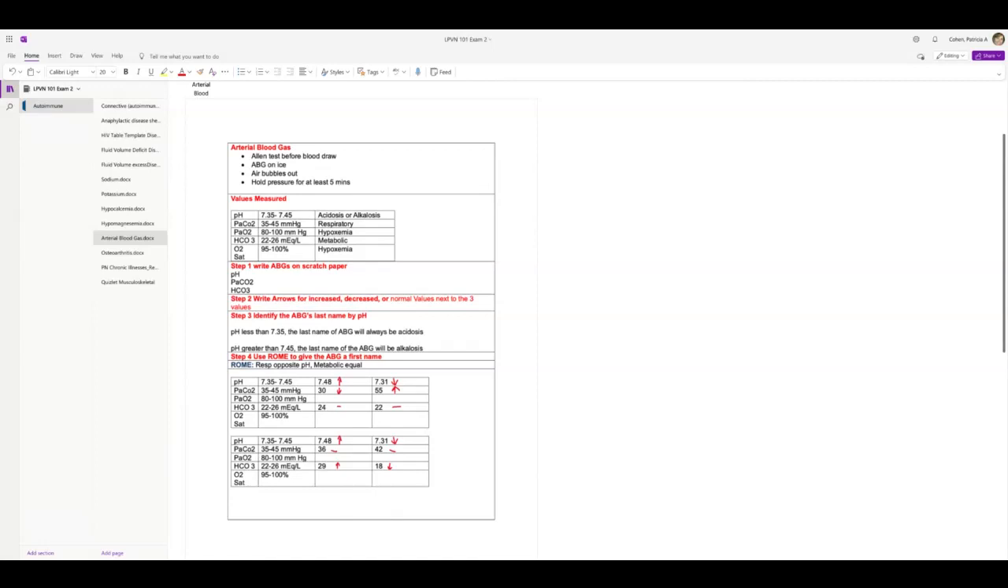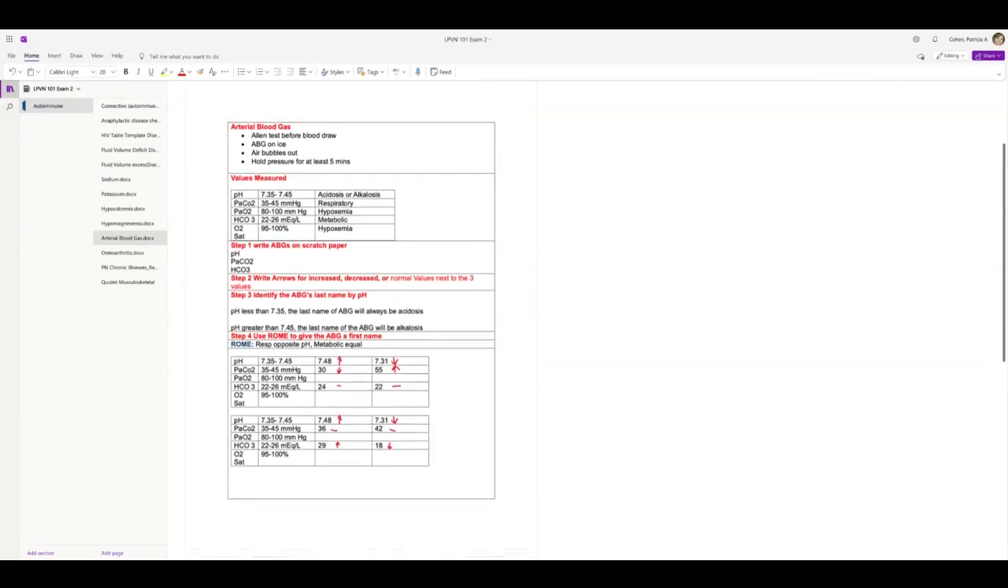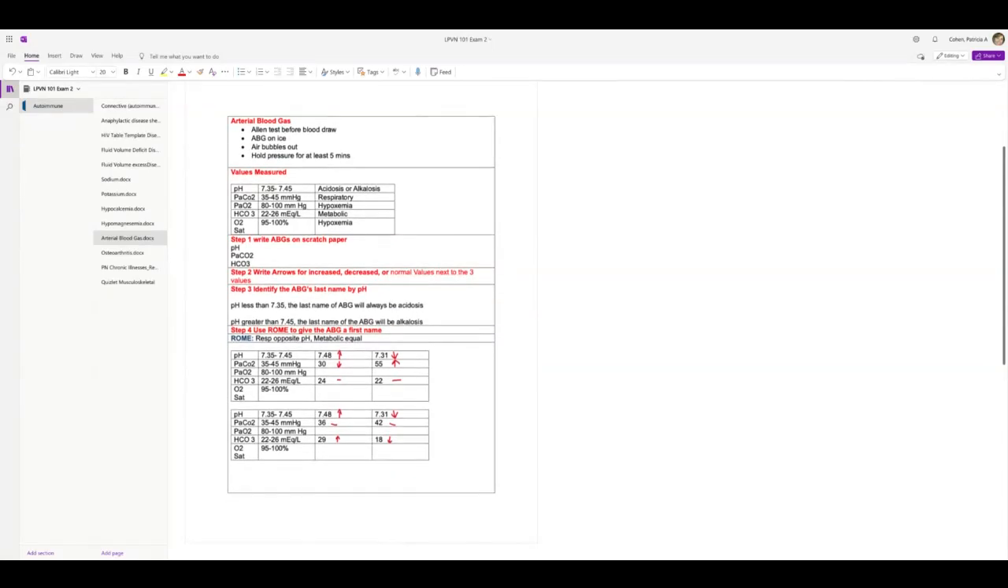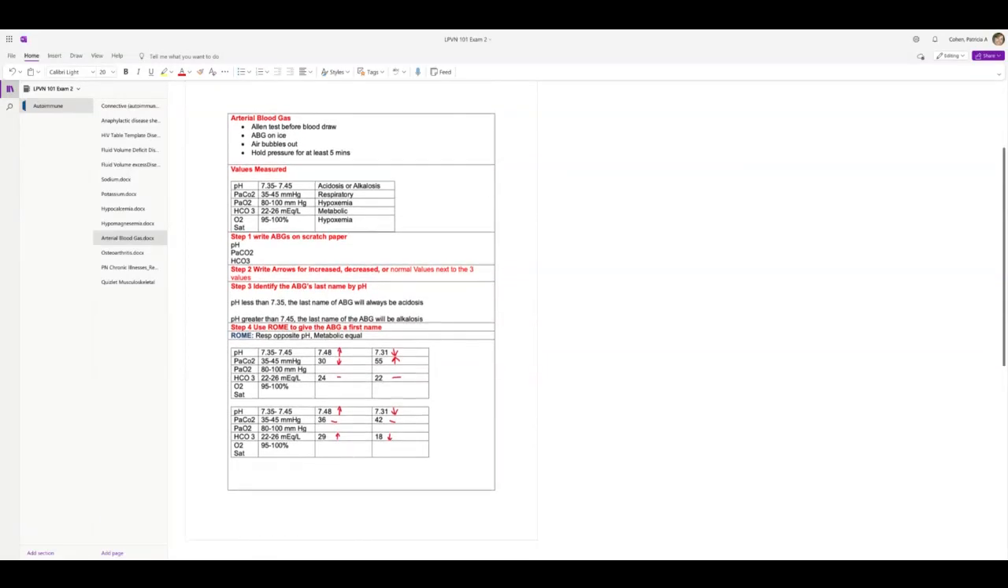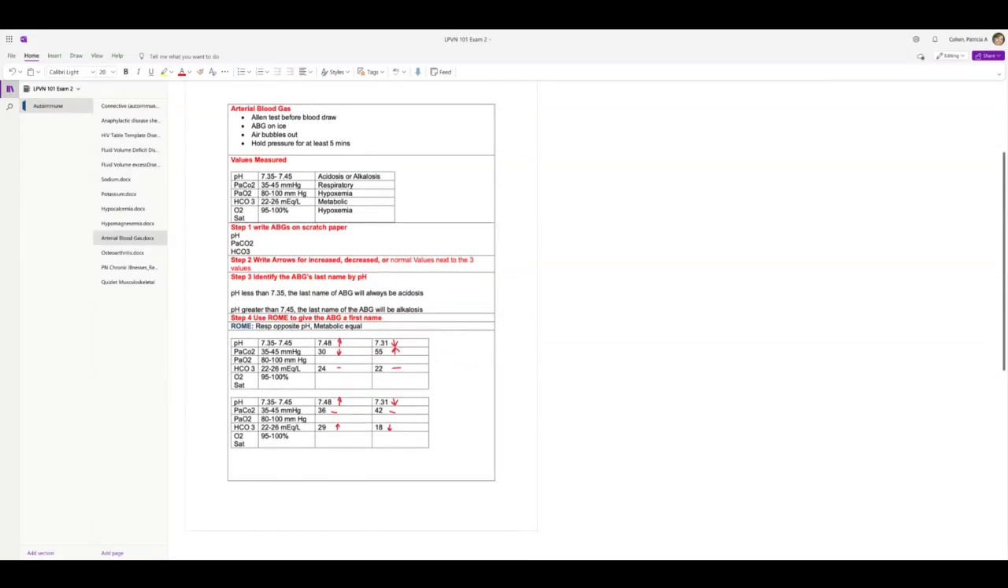Okay? So if my pH is over 7.45, I put an up arrow. My ABG last name is always going to be alkalosis if I have an up arrow next to the pH. If I have a down arrow, so if it's less than 7.35, my last name is always going to be acidosis. Okay? You got that?